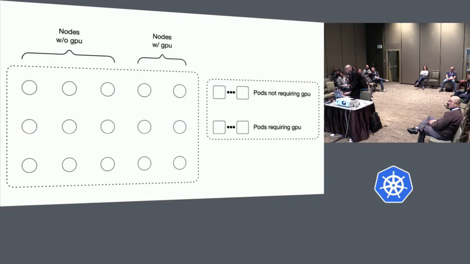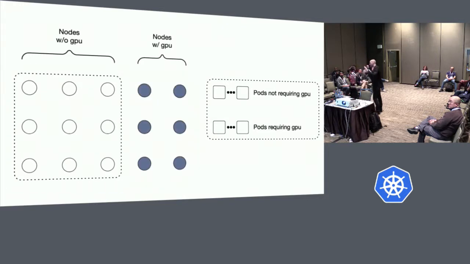Okay. Now, as you can see, right now, all pods are eligible to be scheduled on any node in the cluster. So the first thing we're going to do is we add a taint. As soon as we add the taint to the nodes with the GPU, none of these pods is eligible to run on any of the GPU nodes and is only eligible to run on the nodes without the GPUs, since they do not have any toleration specified yet.